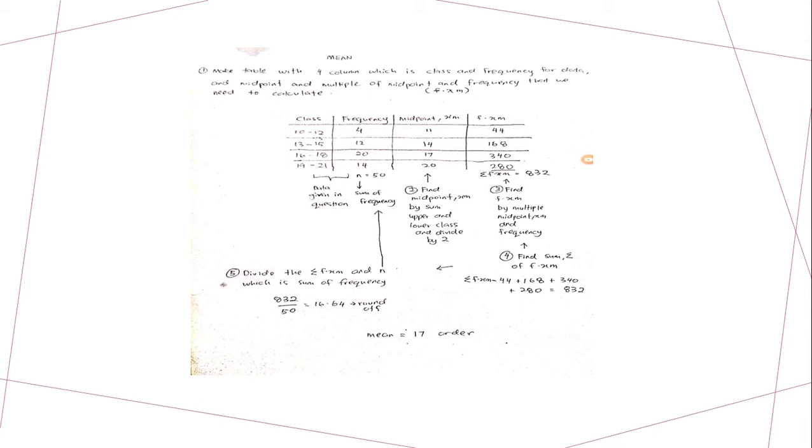Okay, so after we draw the column, we will need to find the midpoint by sum the upper and lower class and divide them by 2. Okay, after that, we will need to find the frequency XM by multiple the midpoint with the frequency. And after we got that, thirdly, we will need to find the sum of all frequency XM.